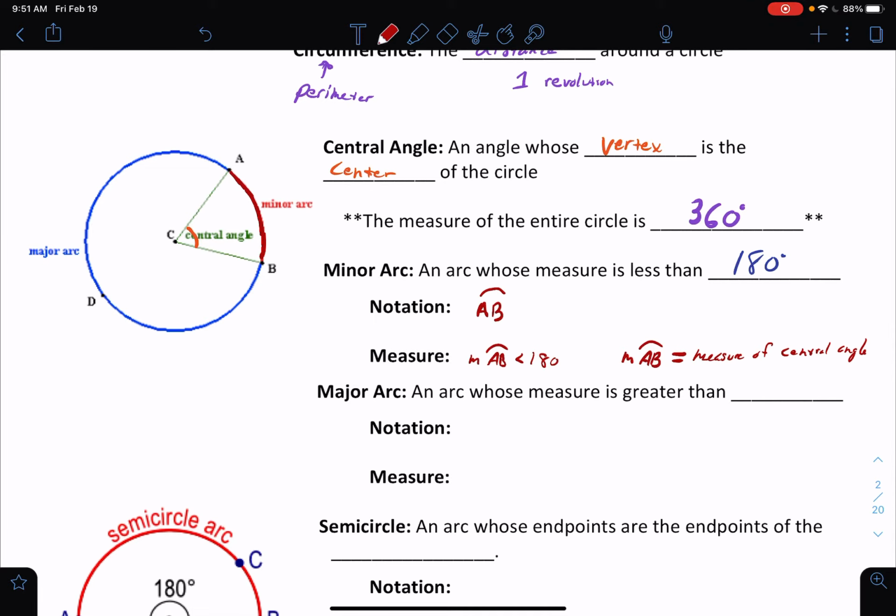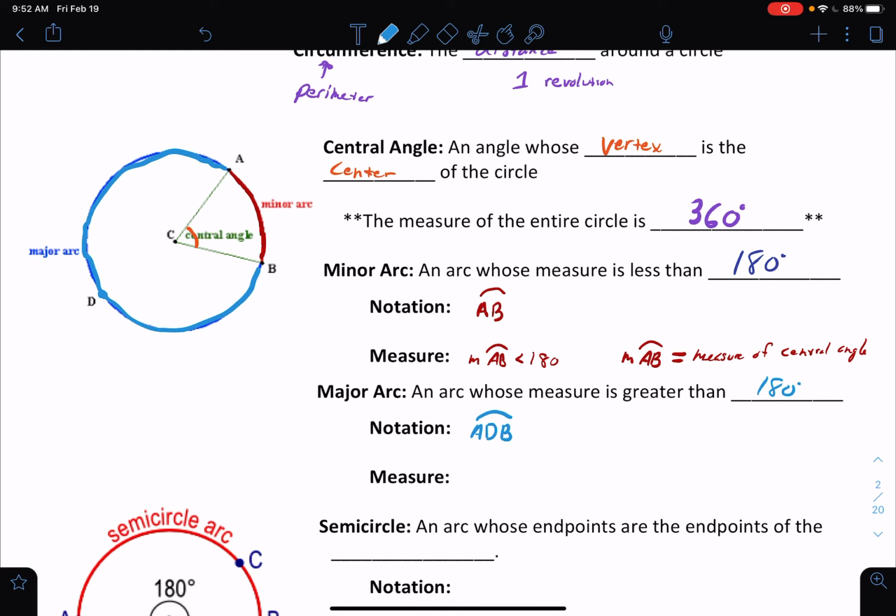Now let's talk about a major arc. A major arc is the other arc, other than the minor arc, in this example at least. Here's an example: if I draw this, that's your major arc. That arc is going to be greater than 180 degrees. The notation for this major arc uses 3 letters now. It starts at A, goes through D, and ends at B. Let me rewrite that: A through D, so D's right here, and then ends at B.